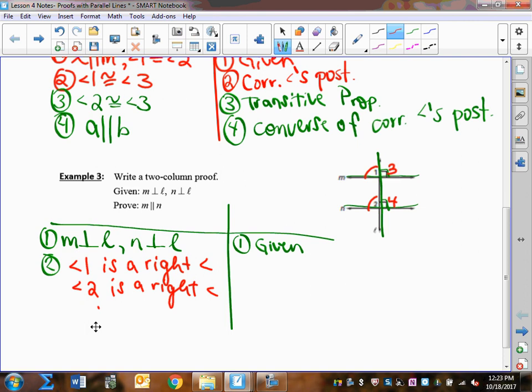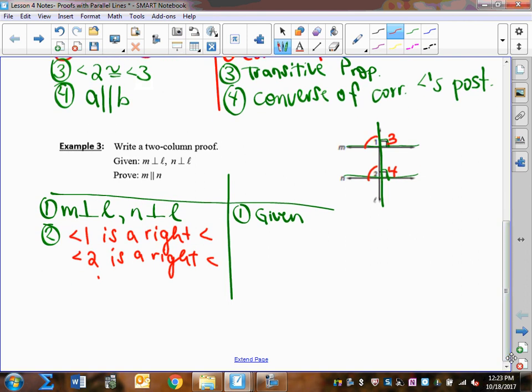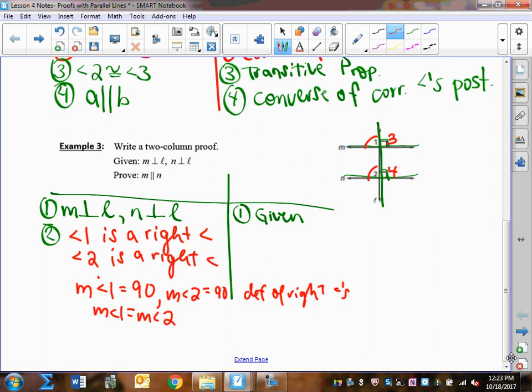Okay. Now we could travel down the road of saying, don't write this down, but we could go ahead and say measure of angle 1 equals 90, measure of angle 2 equals 90, and that's by definition of right angles. And then we could say that measure of angle 1 equals measure of angle 2. What would be my reasoning there? Yeah, transitive or substitution. And then I could say angle 1 is congruent to angle 2. What would be my reasoning for that?